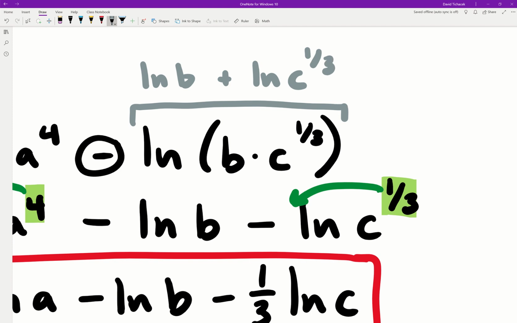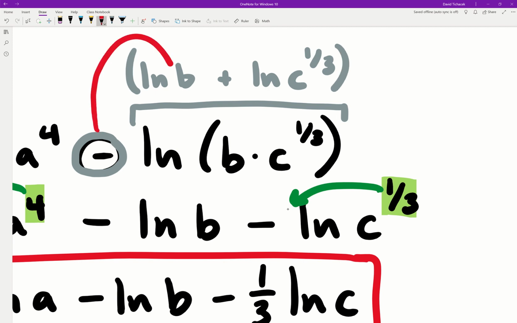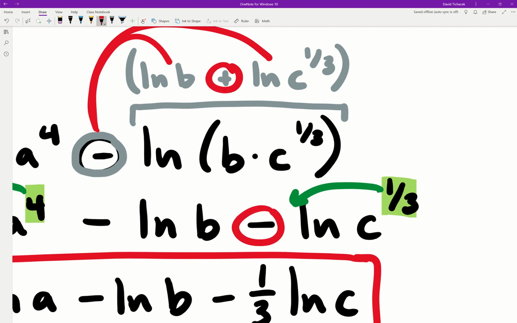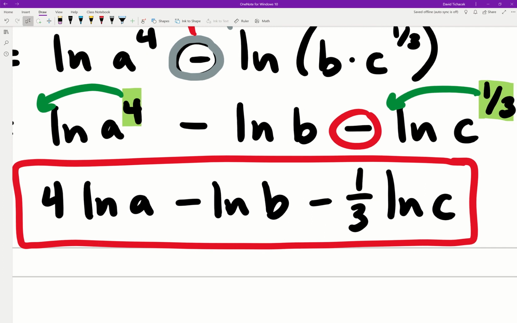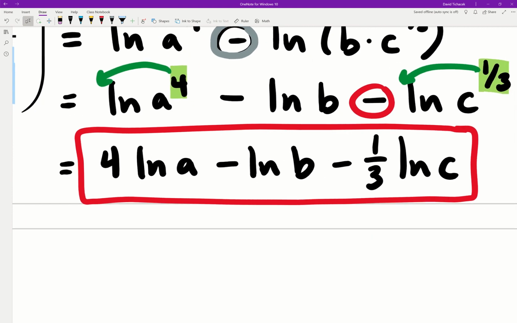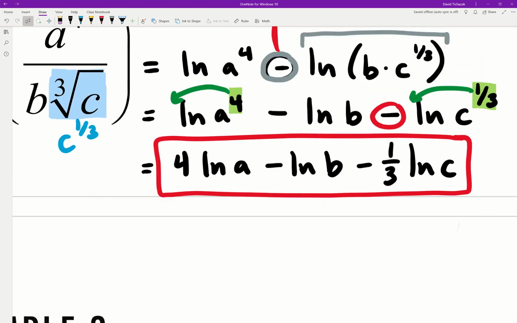But the thing about that is that we are, of course, subtracting away this sum. So when we do that, we're just going to have to make sure to distribute this minus sign to both terms of that sum, and so this sum in the middle is basically going to change to a difference down here whenever we do that, okay? And then finally here we have some exponents on our inputs. We're going to use our power property to put those in front of the logarithms, and this would be our final result for part C, 4 times the natural log of A minus the natural log of B minus 1/3 the natural log of C.